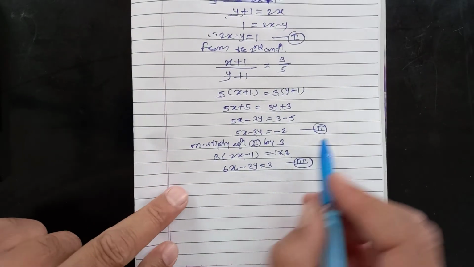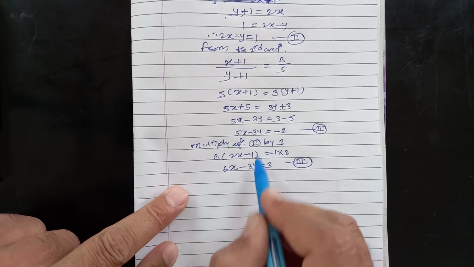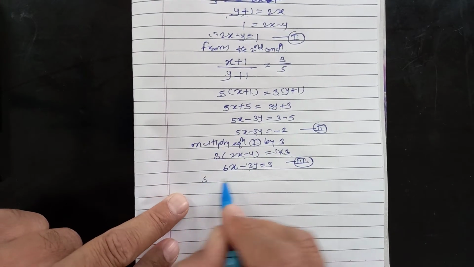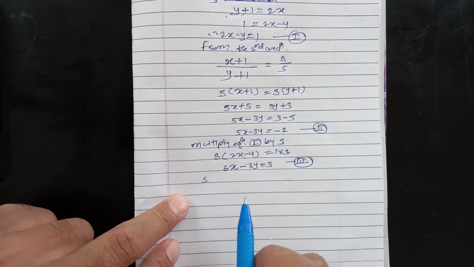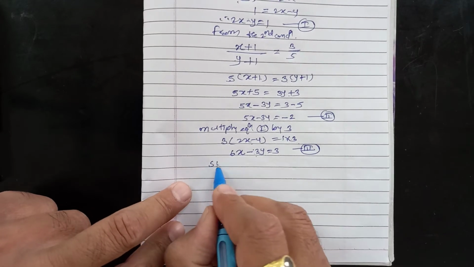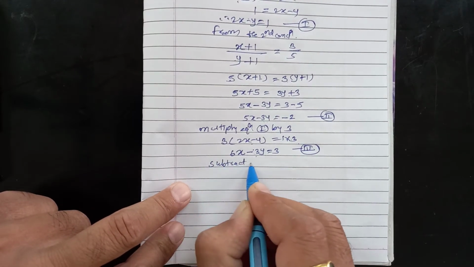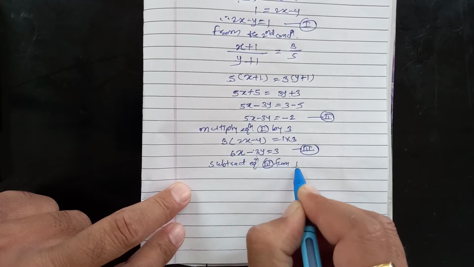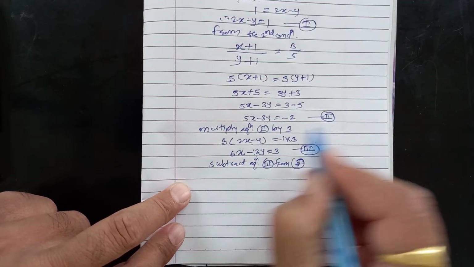Okay. So now see the second and third. Now the coefficient of y is the same, and the sign is also the same. So you have to subtract. If the signs are the same, then you have to subtract. If the signs are different, then you have to add. So subtract equation 3 from 2.